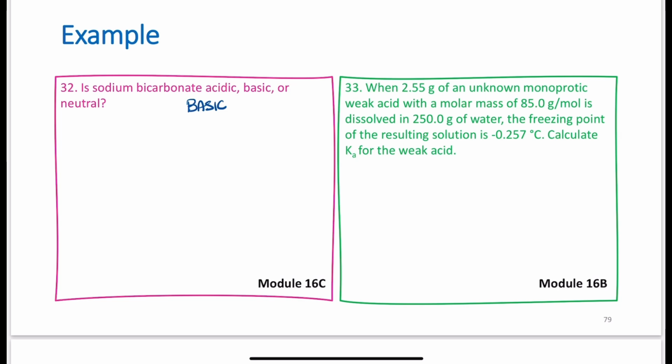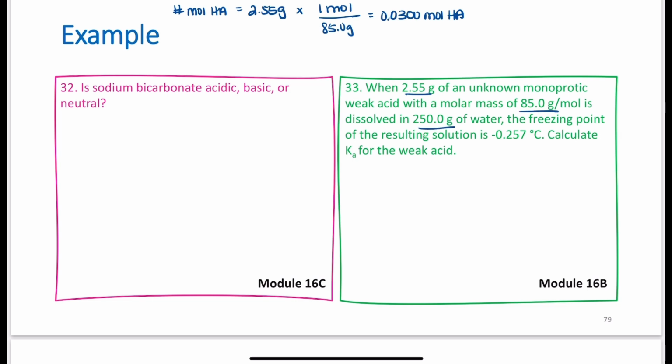I know I have an unknown acid, and I know its molar mass. That means I can find the number of moles of acid that went in. Okay? So, number of moles of HA: 2.55 grams, 1 mole is 85 grams. I have 0.0300 moles of HA in my solution. So I've used that.